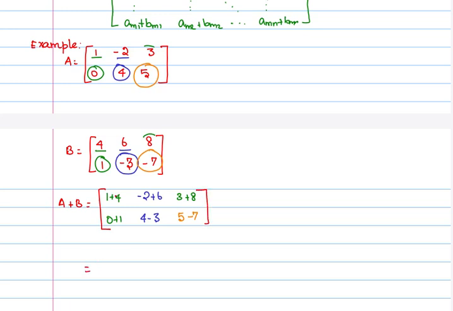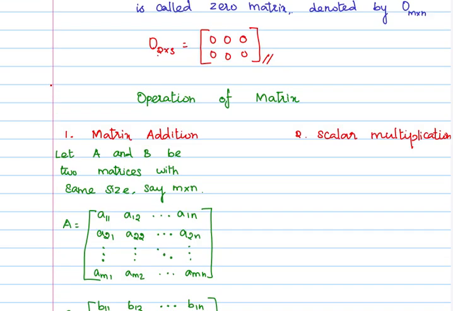If I know how to add two numbers, I apply the same idea. 5, minus 4, 11, 1, 1, minus 2. This is the sum of the two matrices. Okay, this is the matrix addition.